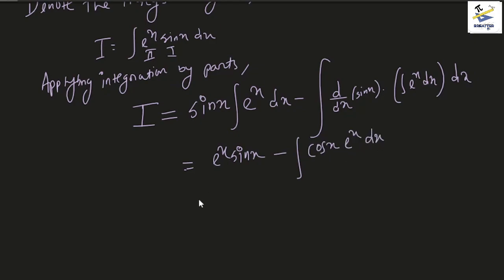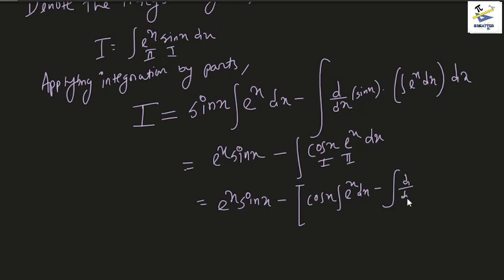Now this is another integral. So again we apply the same integration by parts technique with cos x as the first function and e to the power x as the second function. Notice how we have to do integration by parts twice here, and you will see why. It becomes cos of x into integration of e to the power x dx minus the integration of d/dx of cos x, and as you know, integration of e to the power x dx is just e to the power x. I'll just write e to the power x dx here.